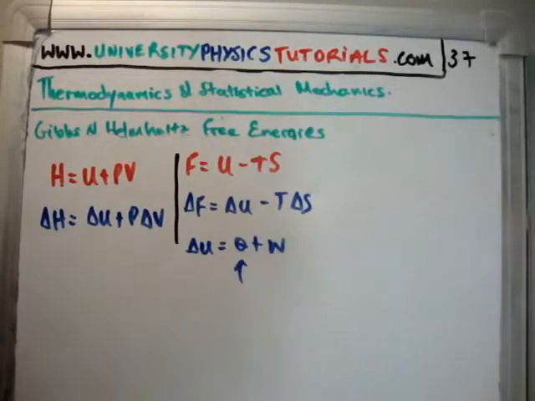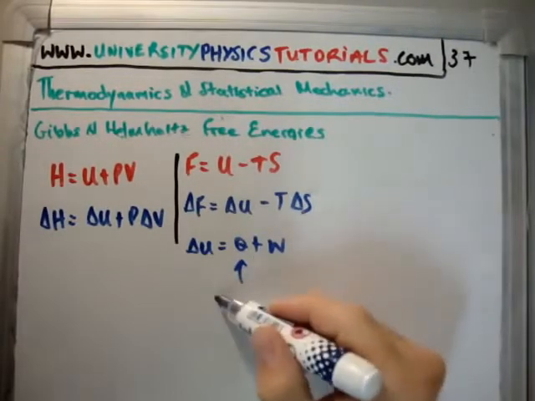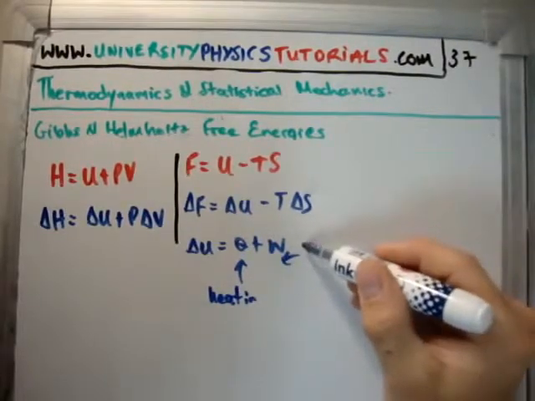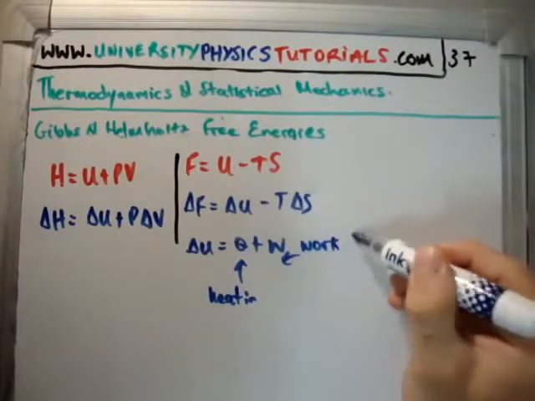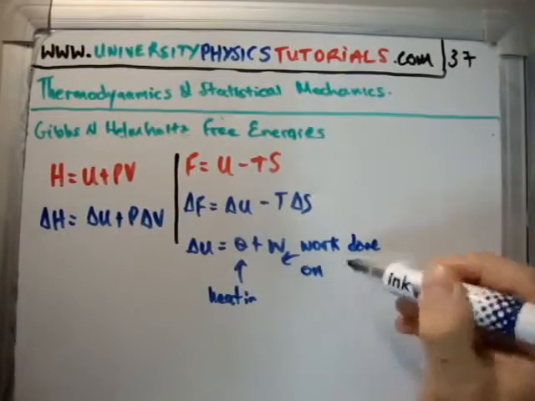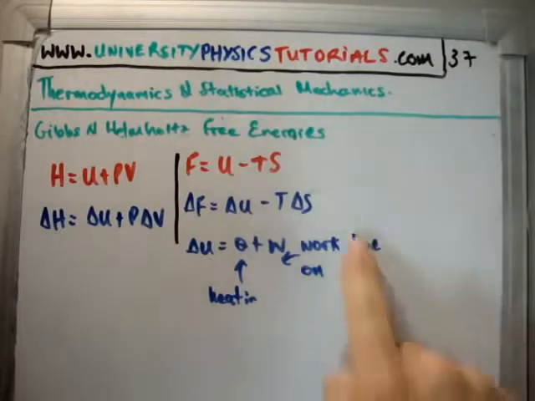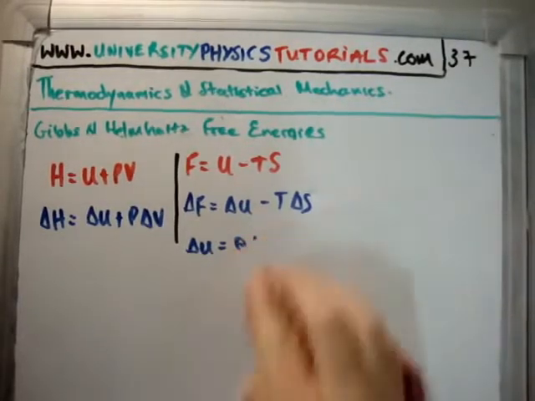Here, this is positive if there's heat in, and this is positive if there's work done on the system. Okay? So that's by definition, that's why we use plus, if we define Q and W like that.